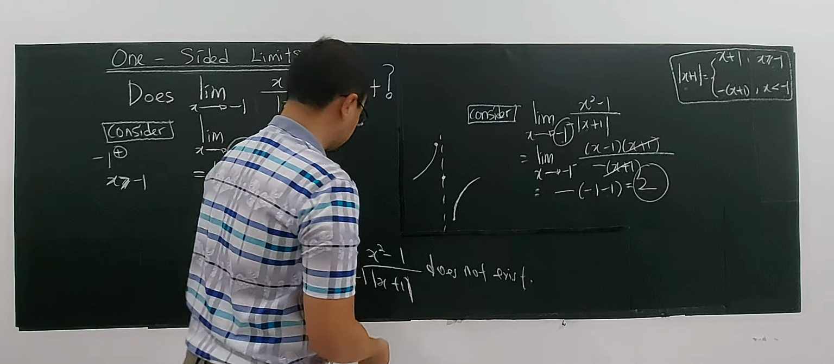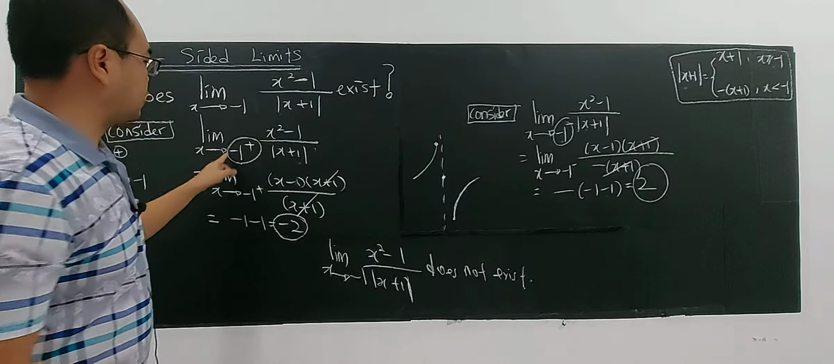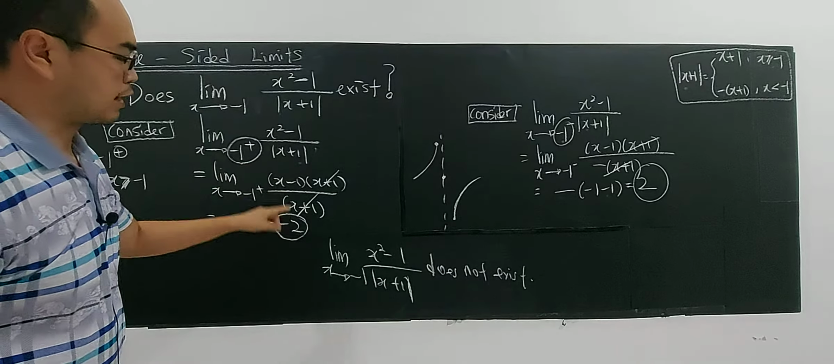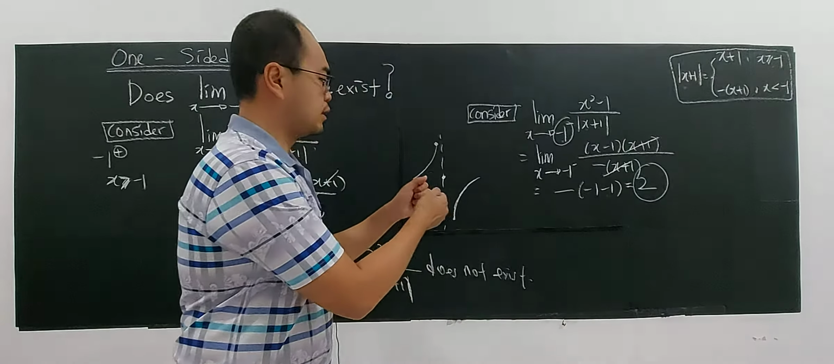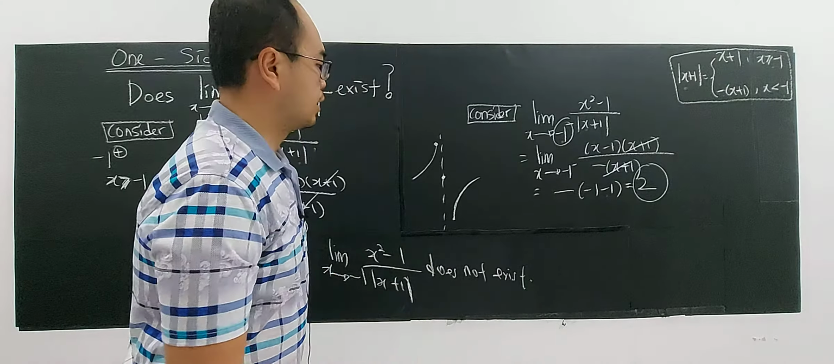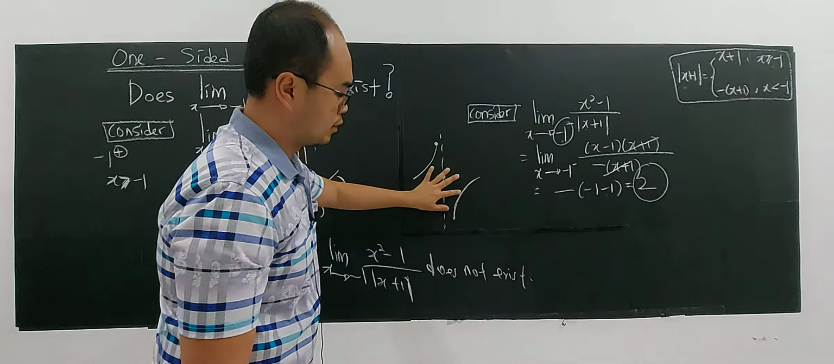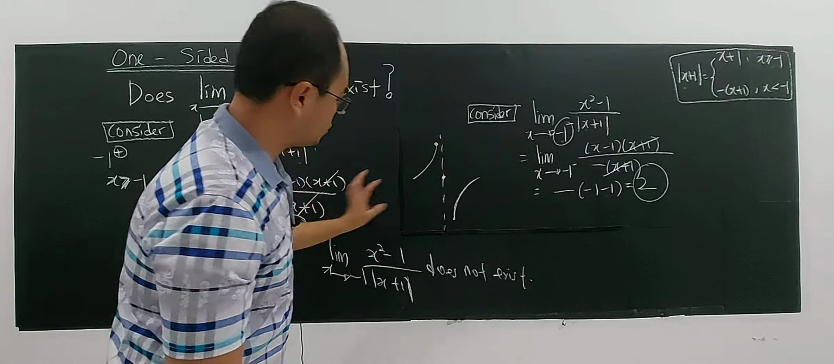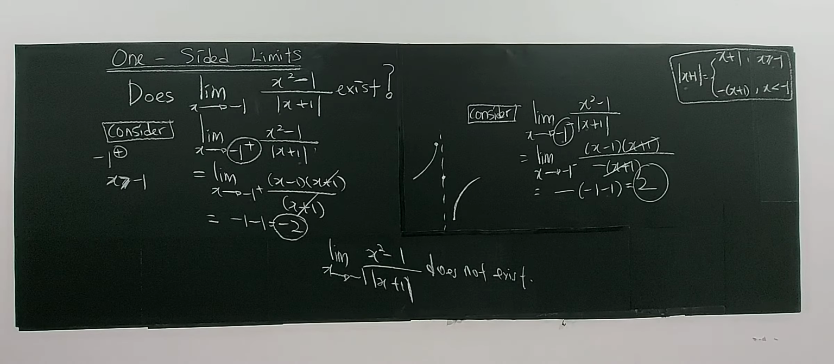For this case, the y value from the right is -2, and from the left it is 2. This means the graph is breaking; it is not joining. This is the graphical meaning. So algebraically, if these two have different values, the limit does not exist. All right, that's all for this concept of one-sided limits.